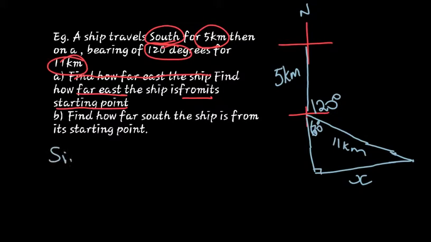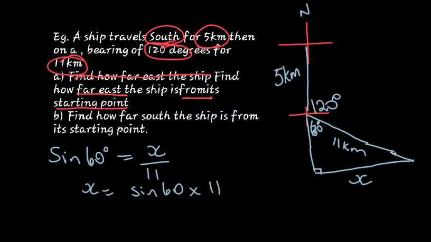So sine of 60 degrees is equal to x over 11. So x is equal to sine 60 times 11. And our calculator will tell us that that is 9.53 to 2 decimal places, so 9.53 kilometres. Okay, that's question A. Question B, it says, find how far south the ship is from its starting point.